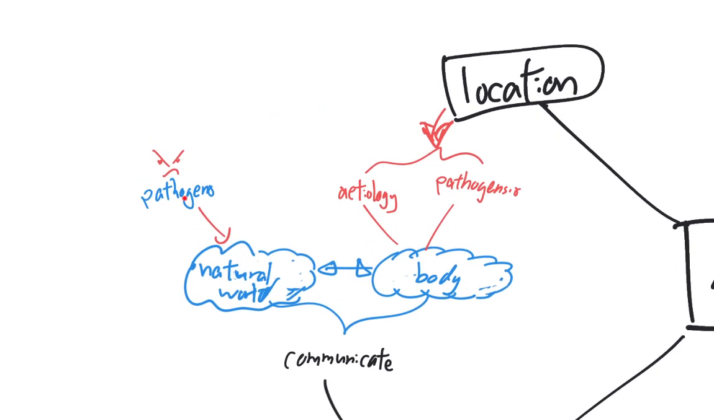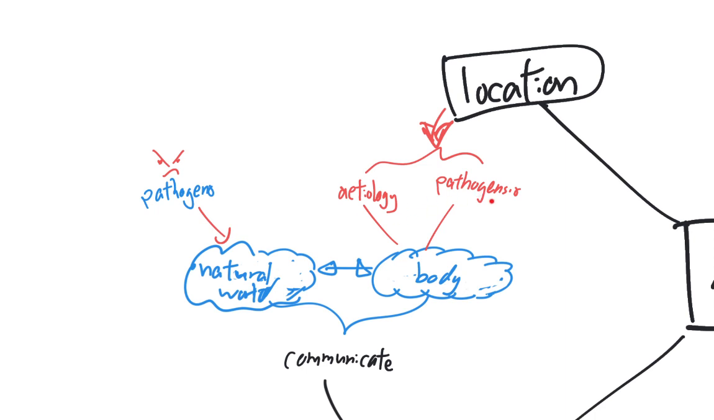So you start with pathogen interacting with the natural world. The natural world interacts with the body. The body then responds with the etiology and pathogenesis, the disease, how the disease transforms. Etiology means the cause of the disease. Pathogenesis means the process of how the disease interacts with the body.